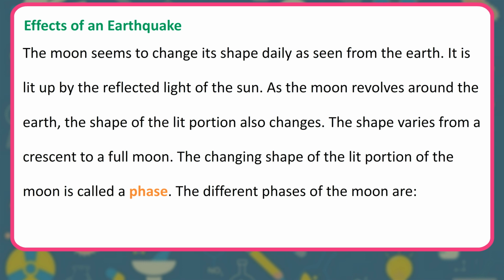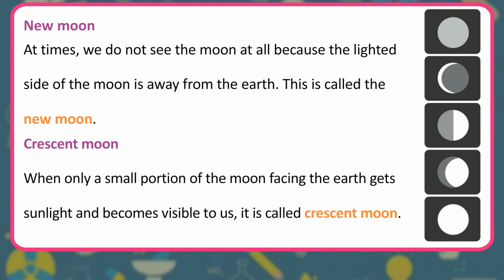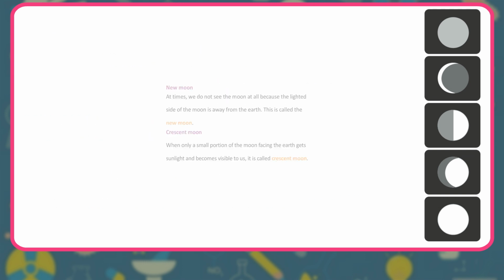The different phases of the Moon are: New Moon. At times, we do not see the Moon at all because the lighted side of the Moon is away from the Earth. This is called the new Moon. Crescent Moon. When only a small portion of the Moon facing the Earth gets sunlight and becomes visible to us, it is called Crescent Moon.